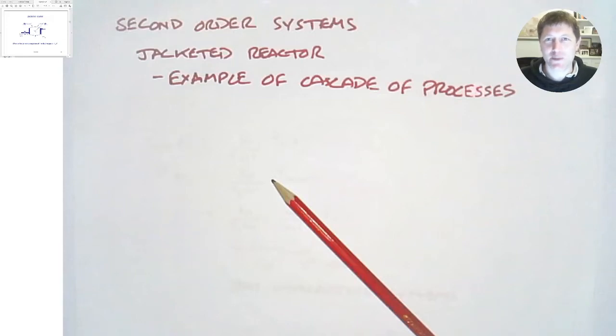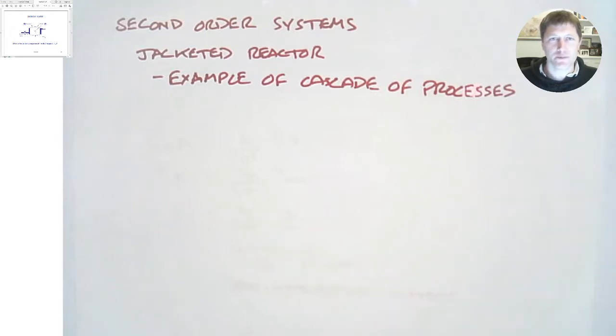Welcome to the second mini lecture this week on second order systems, and in this lecture we're looking at an example of a jacketed reactor to see what happens when you have a cascade of non-interacting processes. The lecture notes illustrate this example.